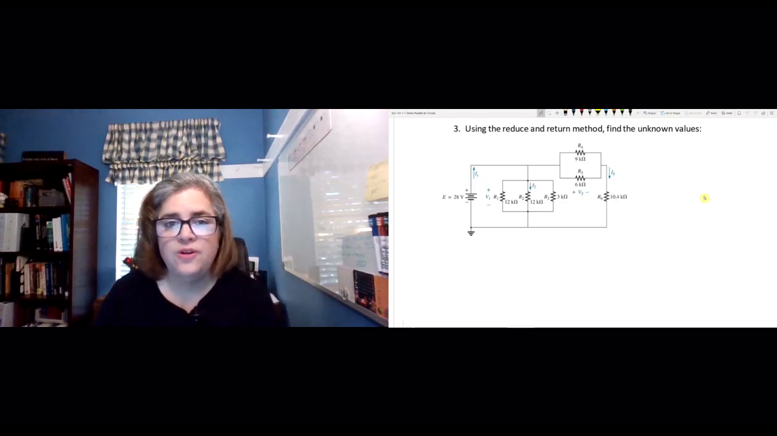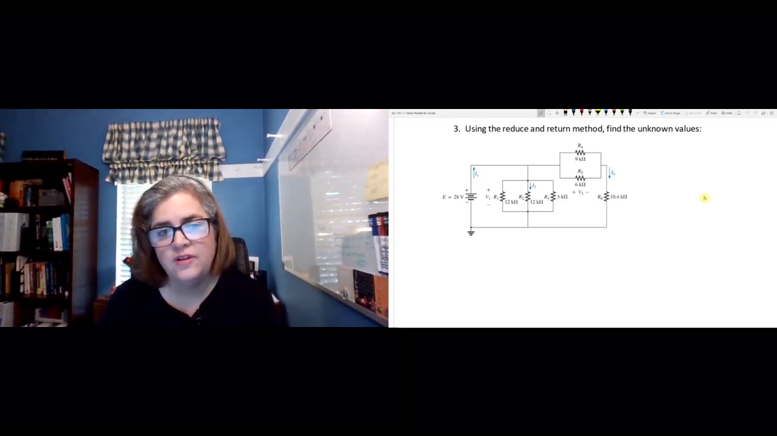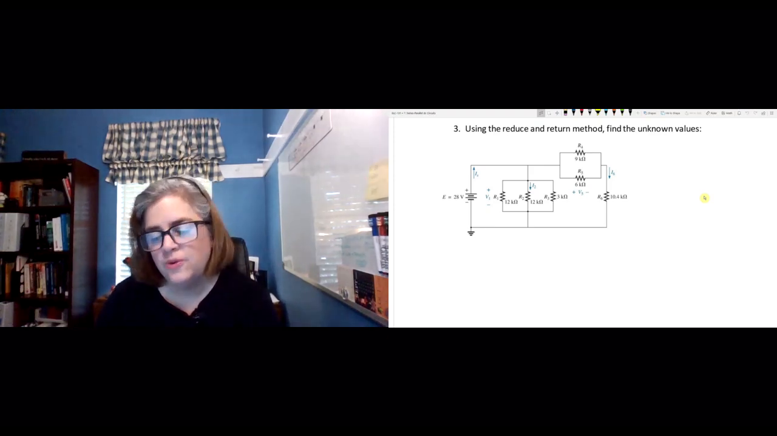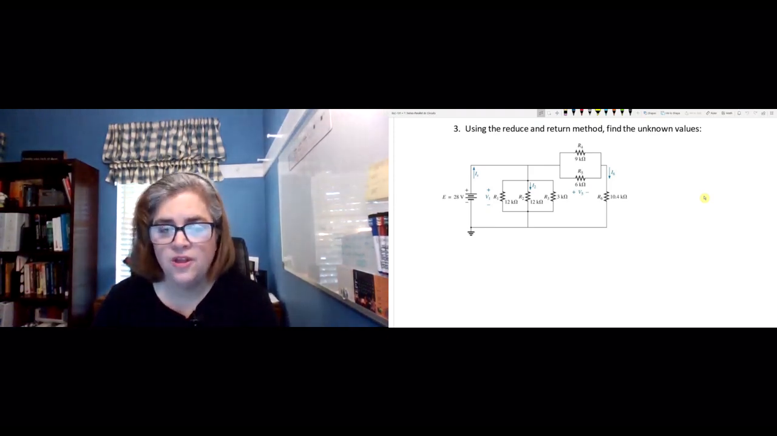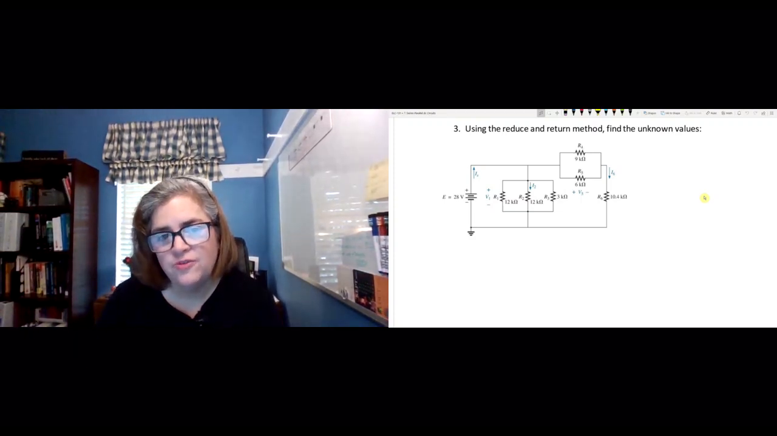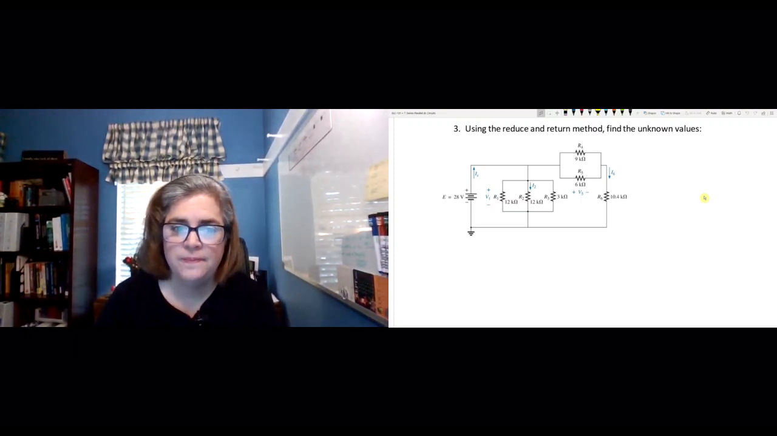In this example, we're going to continue looking at the reduce and return method to find everything that we're looking for in the circuit. And we probably won't stop with just V1, V5, I2, and I6. We're going to find everything. That's probably how I work a lot of my problems. So just be prepared. We're going to find all the currents and all the voltages throughout this circuit.